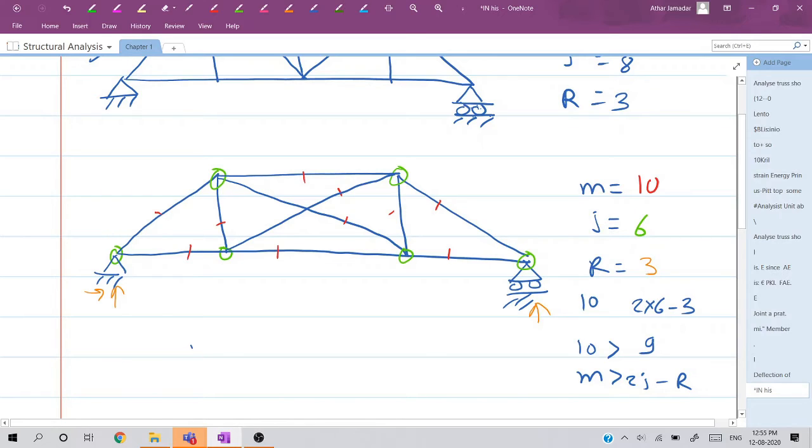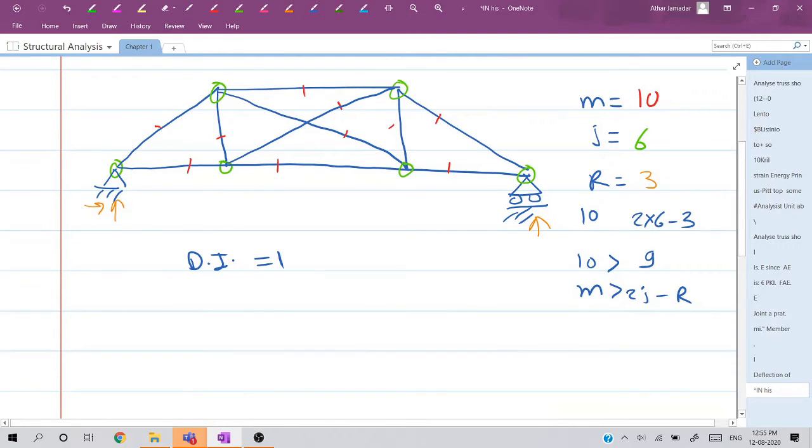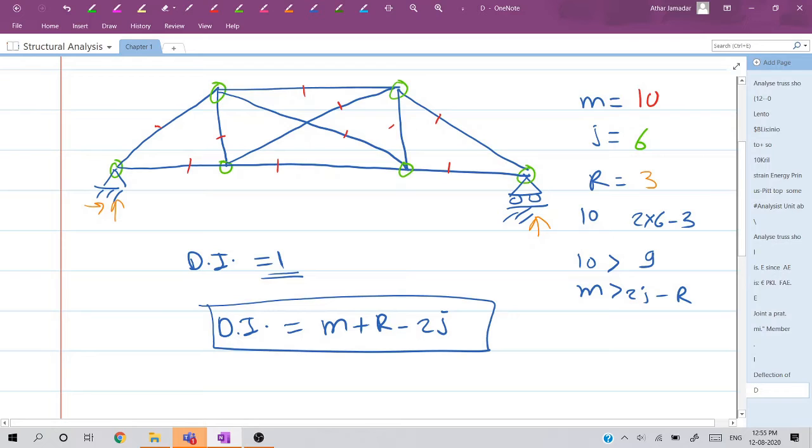So here the degree of indeterminacy, also denoted by DI, is going to be 1. Here I am introducing one new concept, the degree of indeterminacy, which is equal to 1. How did I come up with this? Here M is greater than 2j minus r by a count of 1. So DI is equal to 1, or in other words, the formula for DI is equal to m plus r minus 2j. This will give us the degree of indeterminacy for an indeterminate truss.